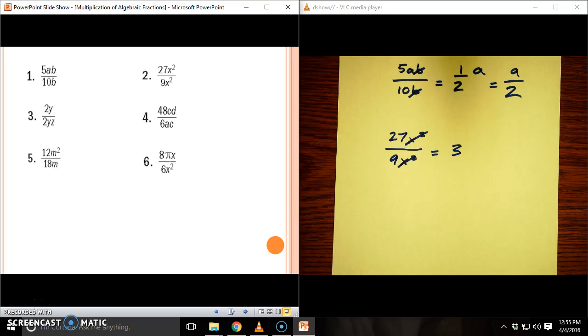What I would do is 3 through 6, get some answers down for 3 through 6, pause this video, and then I'll put up the answers here, and you can see how you did. So here are the answers. You can see how you did with 3 through 6. We have 1 over z. Number 4 should be 8d over a. Number 5 should be 2m over 3. And number 6 should be 4 pi divided by x.